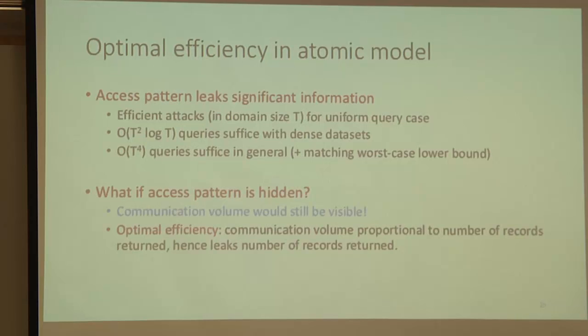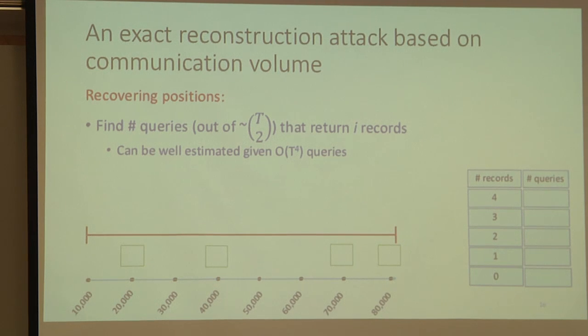So if we assume optimal efficiency, that we return the exact amount of information that is needed in order to answer a query, then this communication volume will always be leaked. And actually, all the crypto-based solutions right now leak this information. But everybody assumes that this is harmless. So if we hide the access pattern, just having the communication volume, probably it's not a problem. But is it? Actually, we have an attack even with the communication volume information.